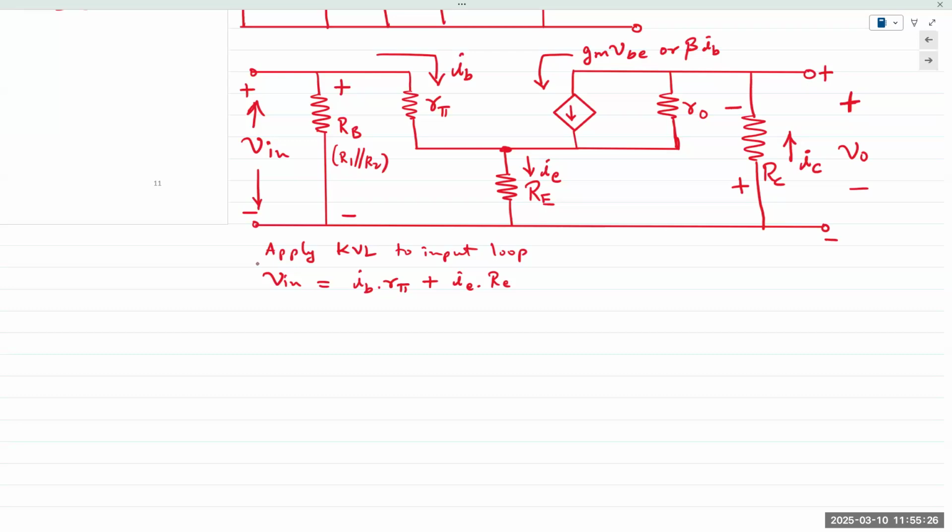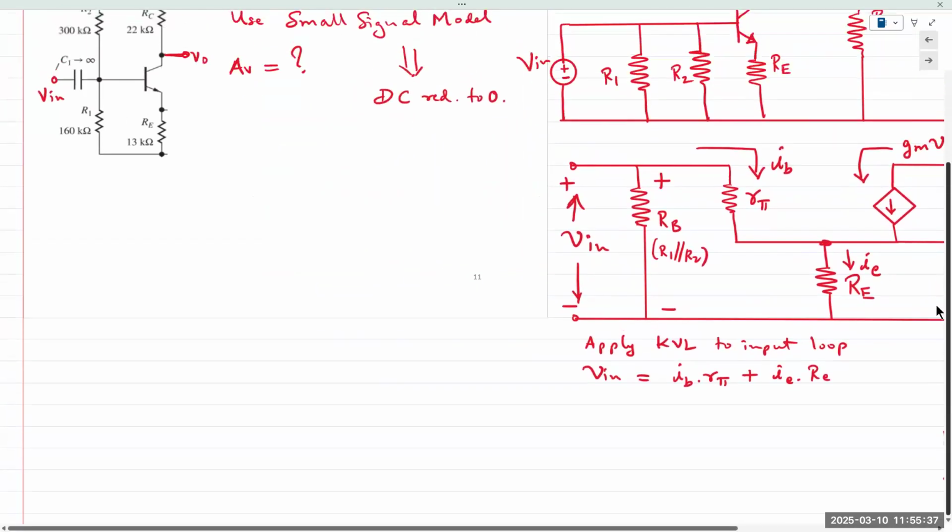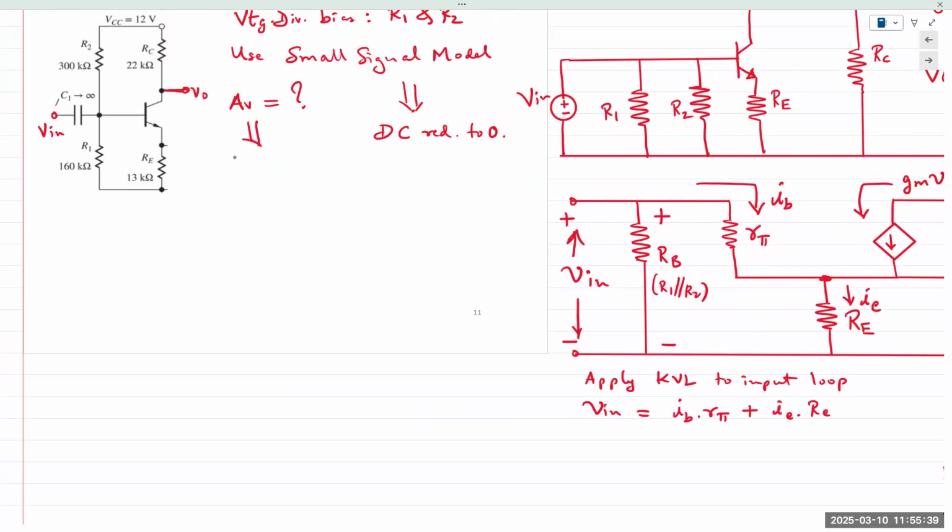The gain is the ratio of the output voltage to the input voltage, meaning Vo over Vin. That is the goal. One of the ways we can find this is by finding currents and then finding voltages. Another way is we can find impedances, if we find output impedance and input impedance. In this particular case, that's the route that we're going to use.